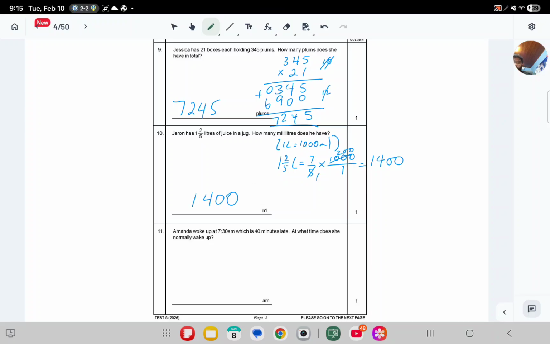Number 11, Amanda woke up at 7:30 a.m., which is 40 minutes late. At what time does she normally wake up? So it was late, so therefore we have to minus the time. So 7:30 a.m. take away 30 minutes will give us 7 a.m. And now 7 a.m. take away, we know we need to take away 10 minutes again to make up the 40 minutes. 10 minutes less is equal to 6:50 a.m. Alright, so she normally wakes up at 6:50.